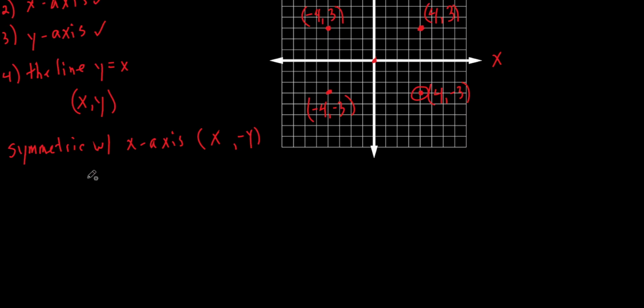Does that make sense? If it's symmetric with the y-axis, then what would your point be? You keep the y the same, right? And you change the sign of the x. So that would be what? Negative x. Make sense? If it said it's symmetric with the origin, you change them both. Okay? Make sense? Okay.